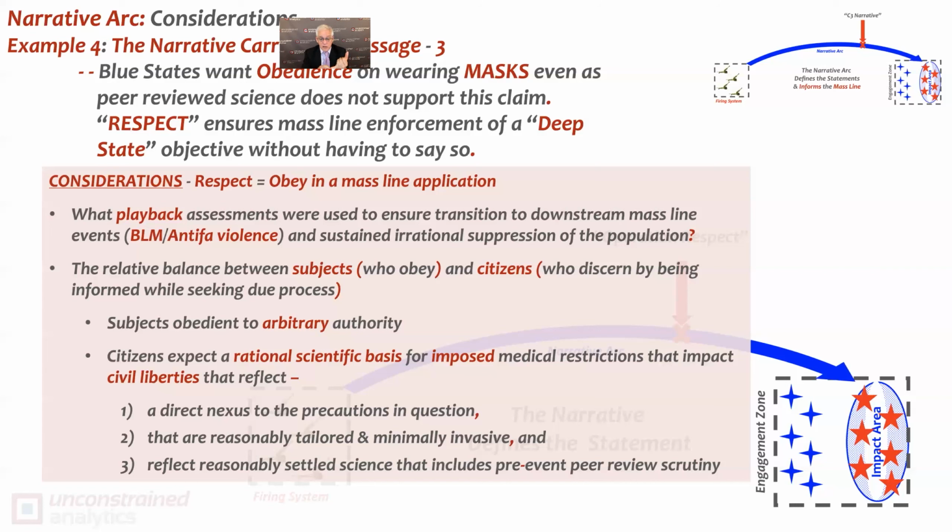What does that reflect? A direct nexus? Does your shutdown have a direct nexus to the precautions in question from an actual scientific, medical, epidemiological basis? Did you state them? Did you prove them? Was a reasonably tailored and minimally invasive action taken to do that? Was that done, or did you go straight to shutdown, where the people whose oath is to support and defend the Constitution suspended it and in the process suspended your civil rights? Do those decisions reflect reasonably settled science that includes pre-event peer-reviewed scrutiny? All these things are brought into question. And I think arguments could be used to show that in each of those events, that didn't happen. But even if you could show they did happen, that process was never followed at all.